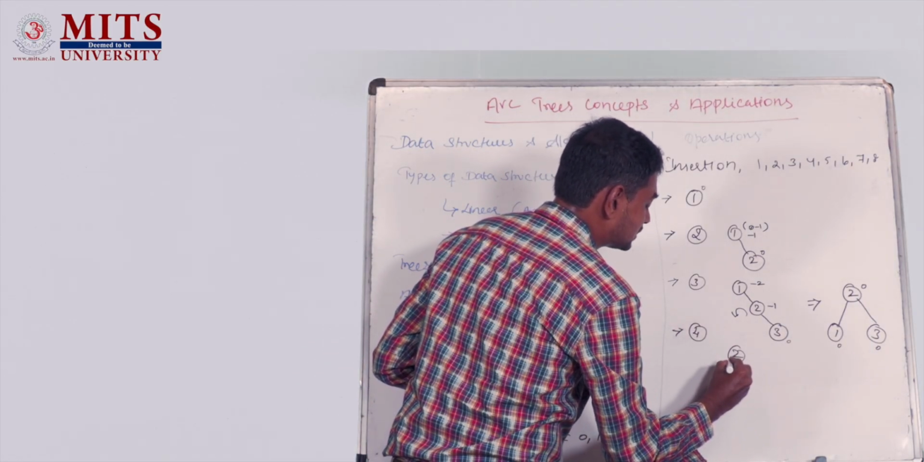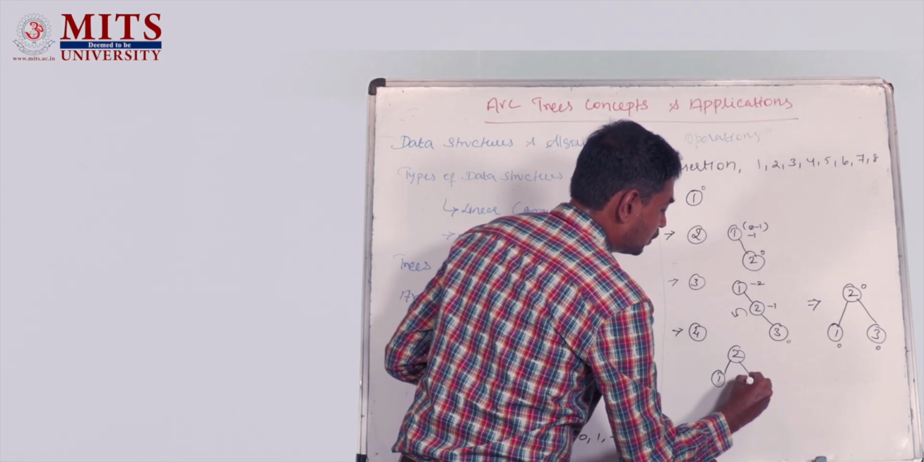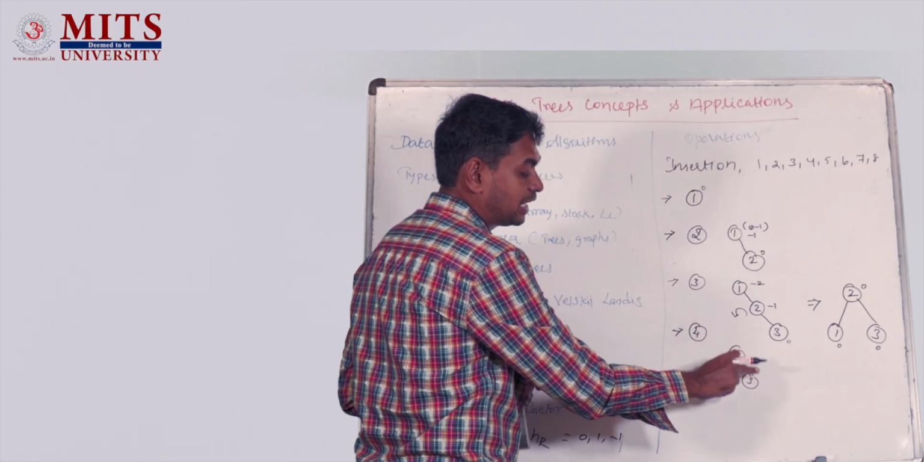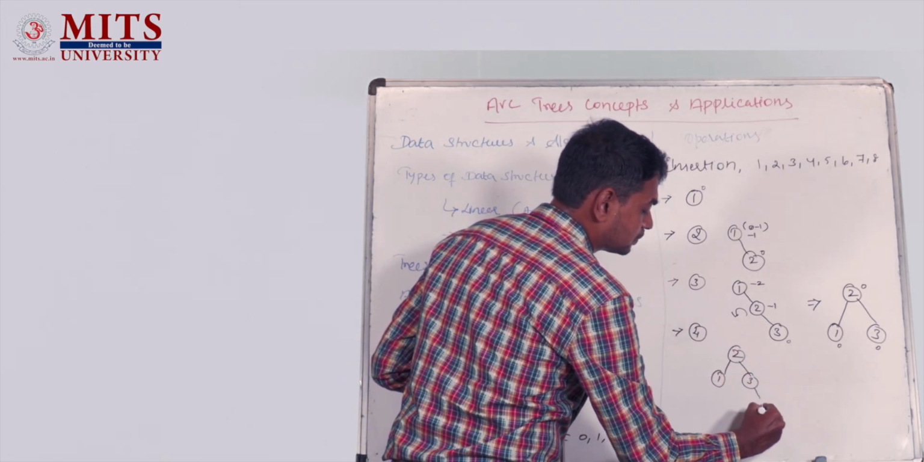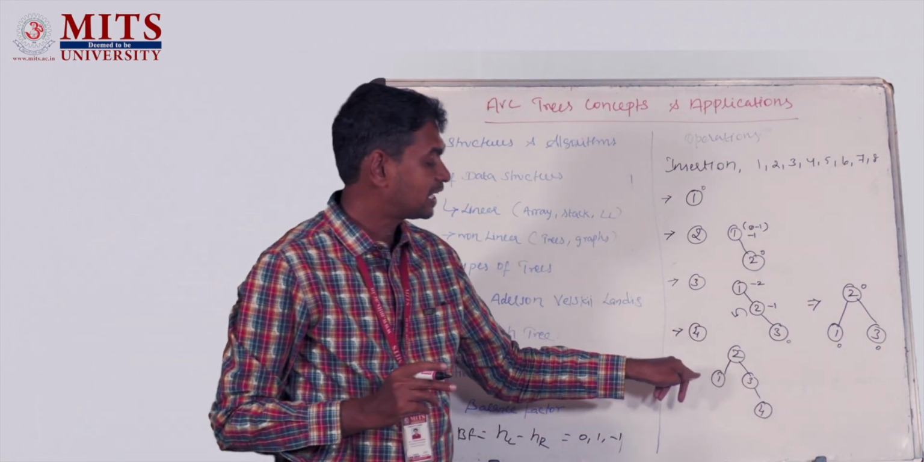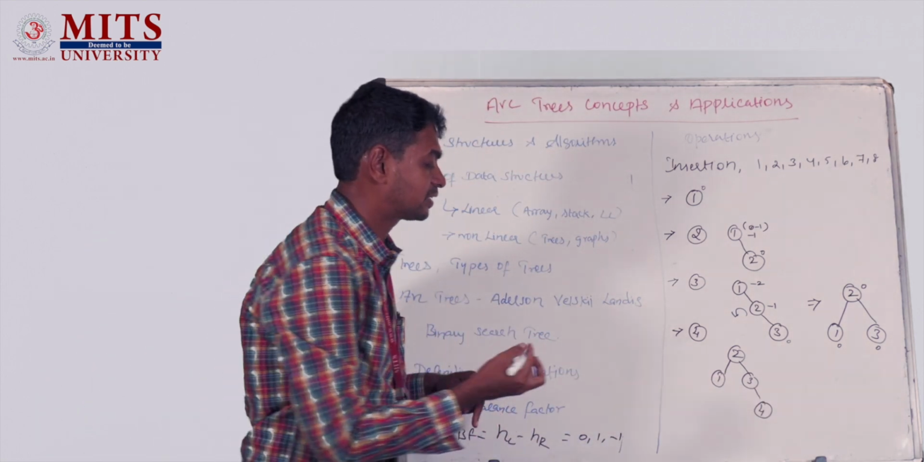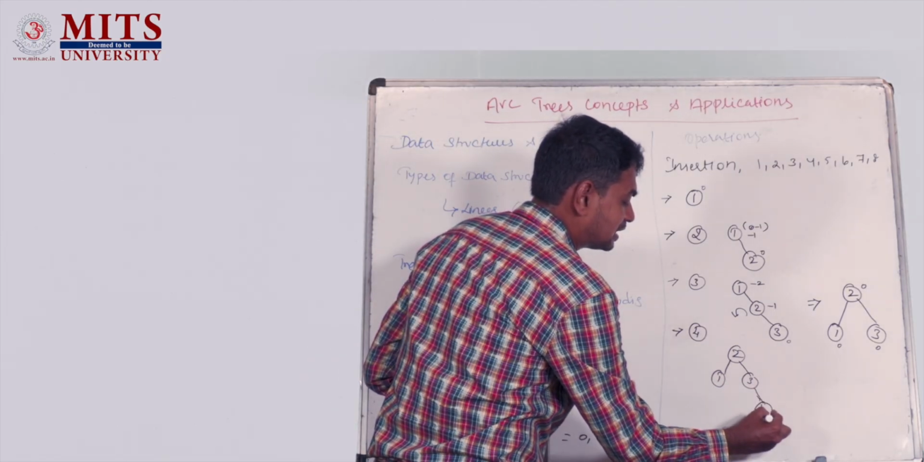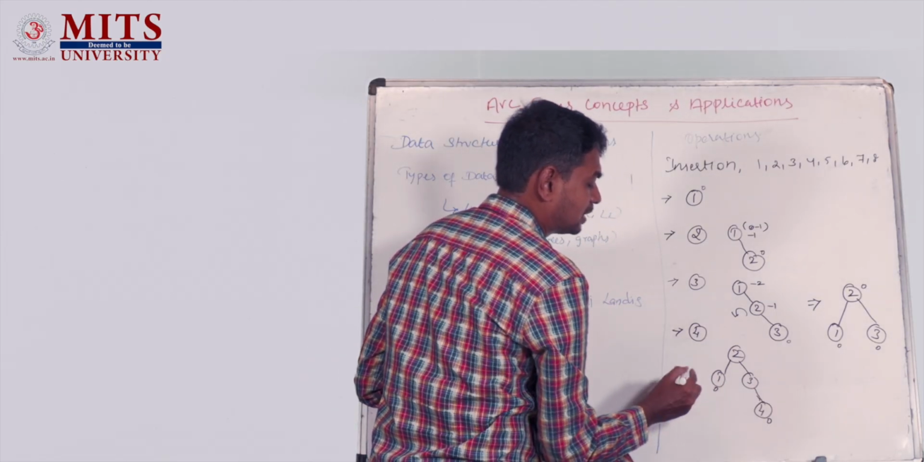Already the tree is like this. So 4 is greater than 2, greater than 3. So I can insert here. Okay. So now calculate the balance factor. It is the last child, so it can be calculated as 0. Here also 0.